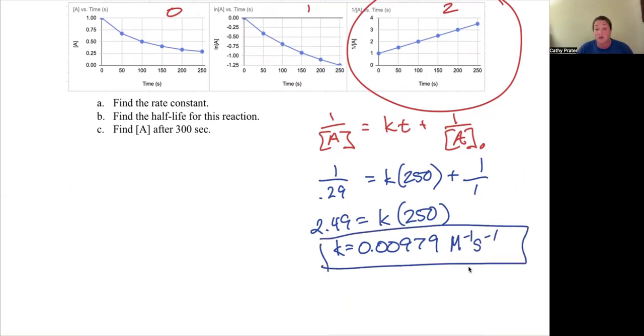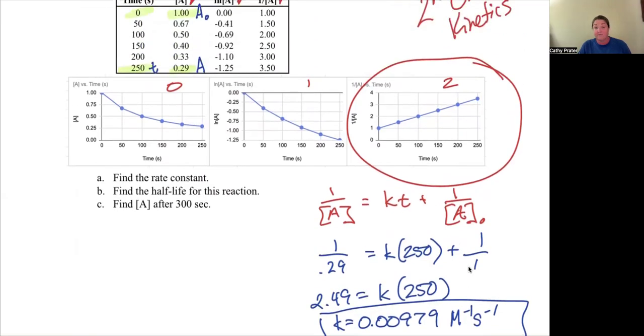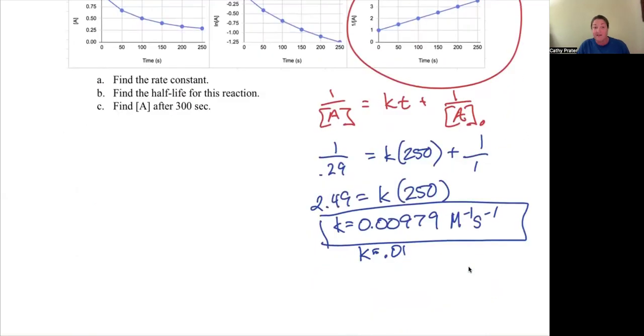Depending on which approach you took to finding K, you're going to get something close to this or something like 0.01 if you did it by finding the slope of the line. Different approaches will get you different answers, but they're all going to be in this ballpark. So that's my answer for A.